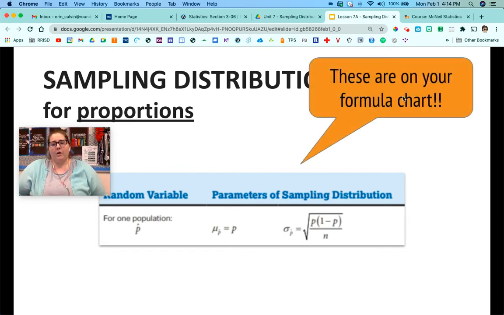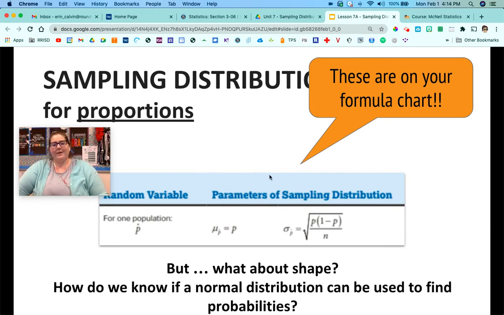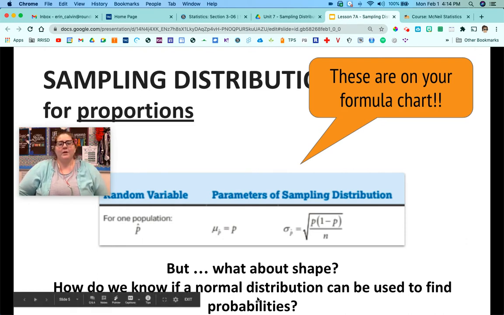So now we need to know, what about shape? Mostly with any distribution, we care about center, spread, and shape. Particularly, we want to know, how do I know if a normal model is going to apply here? Because normal models are really nice because we have that z-table, we know a lot about them, we have a lot of rules and numbers that describe them, we can find probabilities if it's a normal model. So this is really what we want to know.